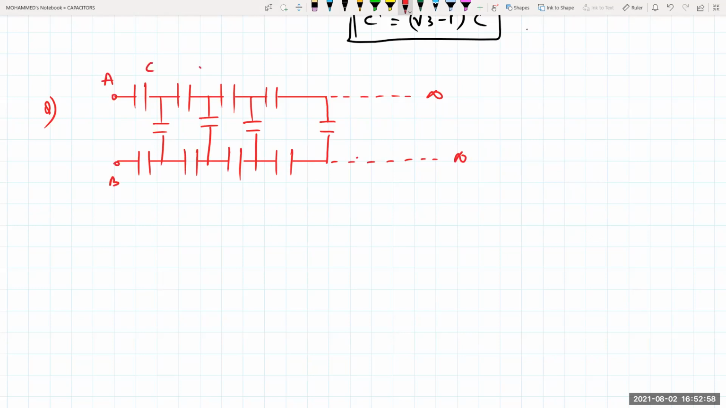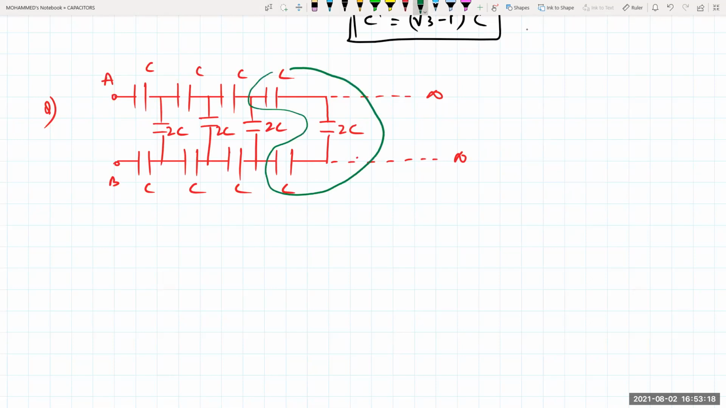So this one is C, this one is C, this one is C, and C. The middle one is nothing but 2C. This one is 2C and this one is 2C. Anything is repeating, you see better? And this C, 2C and C. This one is also 2C. If I take the first one, this one is repeating. Whatever effect you are getting right now, this one is also repeating. This side, this is also repeating, and here also this one is repeating.